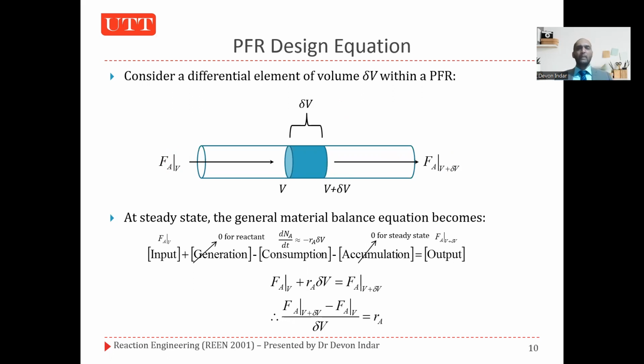The same material balance equation applies. In this case, we just substitute in our relevant variables. The only difference here compared to the CSTR is that instead of using the total volume, since we're only considering a differential element, we need to use delta V here for the consumption term. And remember we said we typically want V as a function of conversion. In this format, it's not very useful to us because this is delta V. We want to make some changes to have V as a function of X.